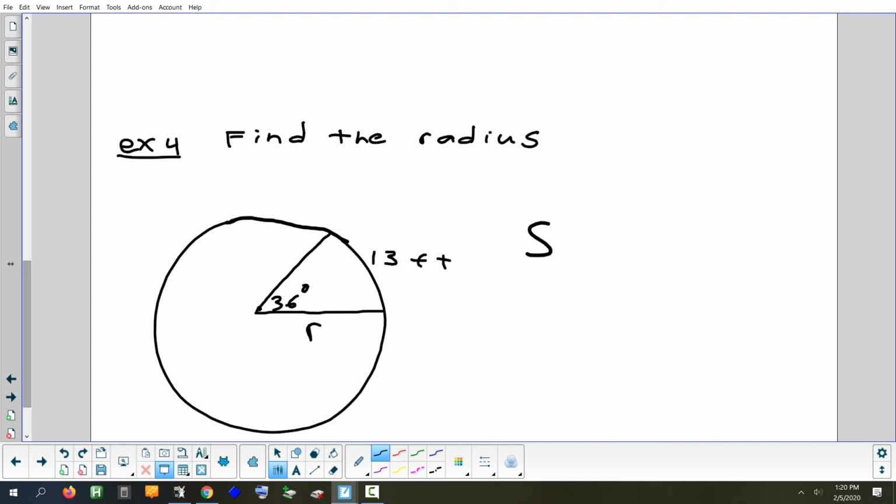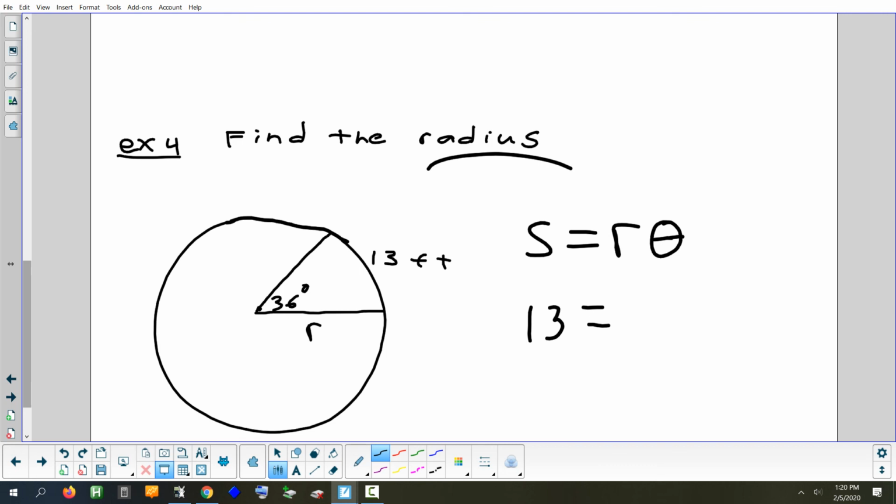S equals radius, circle 1, theta. So fill in everything we can and we'll find what we're missing. Do we know S? Yeah, what is it? It's 13. Do we know R?